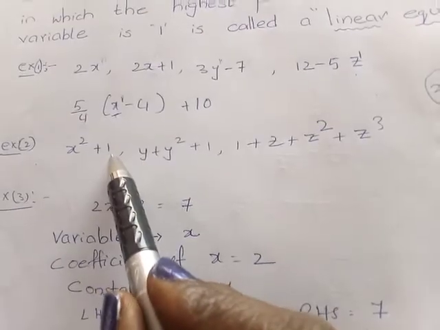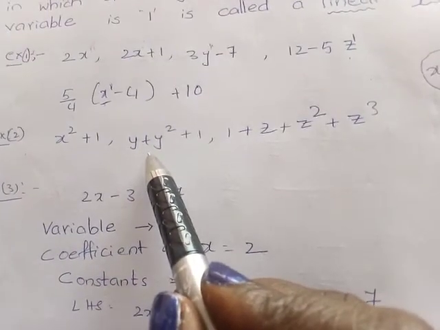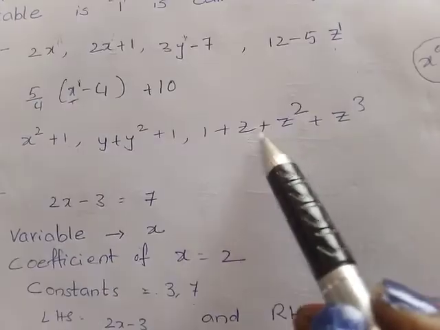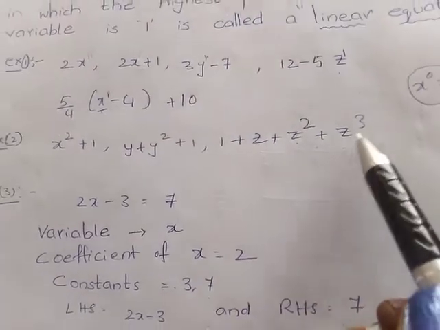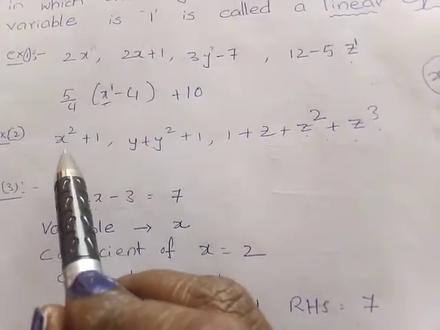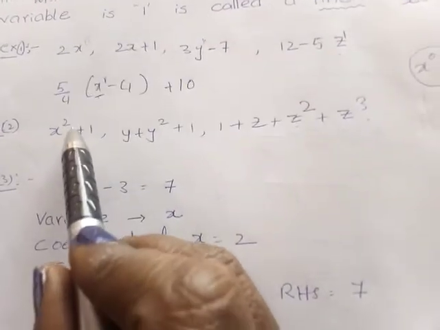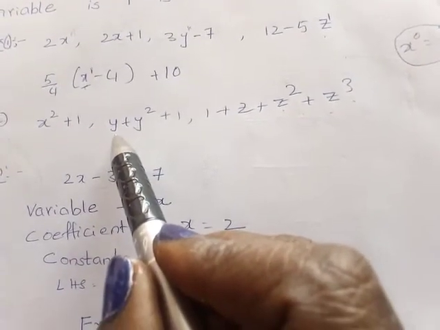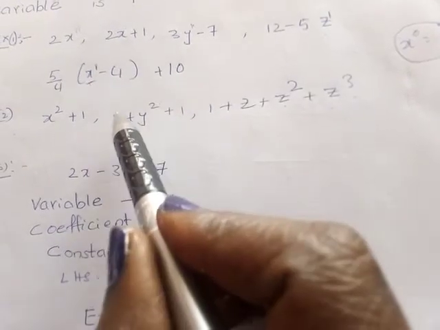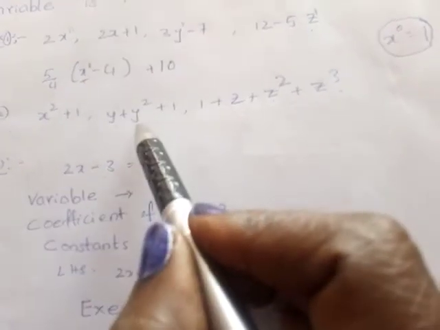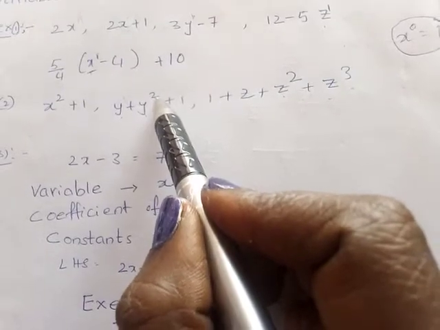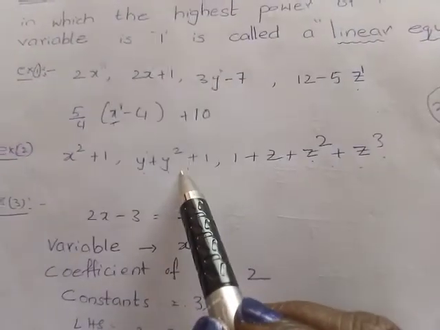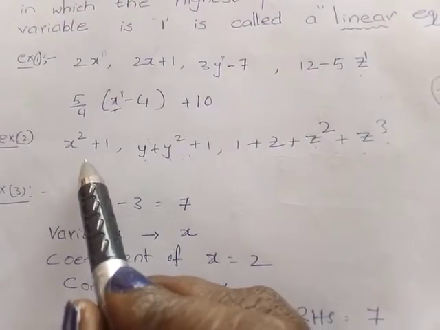X square plus 1, y plus y square plus 1, 1 plus z square plus z cube. See here, what is the variable here? X. What is the power of x? 2. Here the variables are y and y square. Here is 1, here is 2. So what is the highest one? 2. So this is not a linear equation. And here also it is not a linear equation.